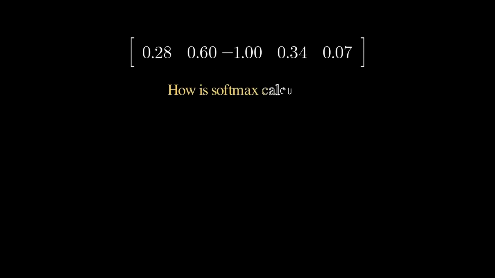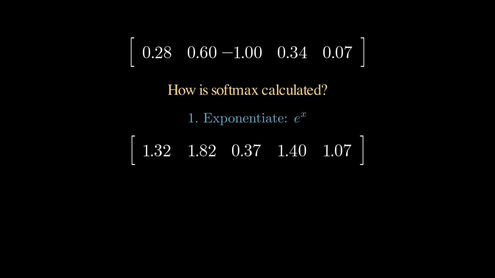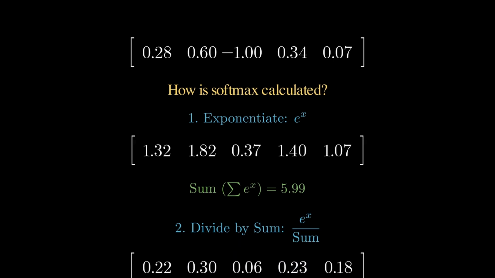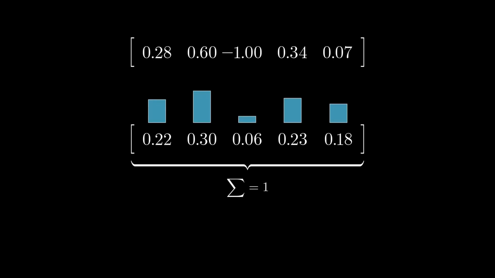We start with our input vector. Step 1 will be to exponentiate each value. Now all numbers are positive. We will compute the sum. This gives us the normalization constant. We will divide each value by the total. Now every number is positive. Total sum is 1, and the larger the logits, the larger the probabilities. And visually you can see this as a probability distribution.